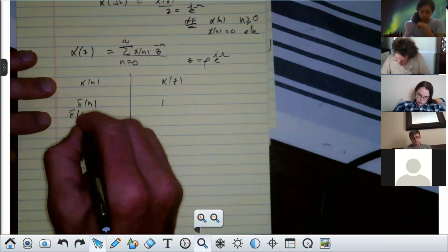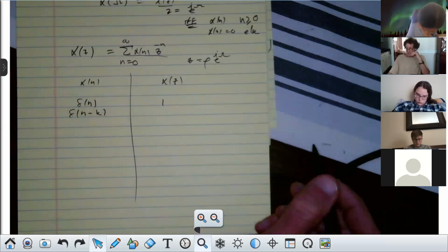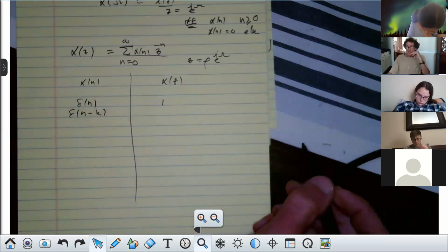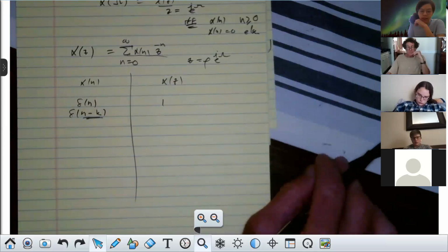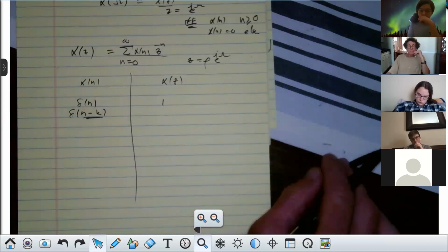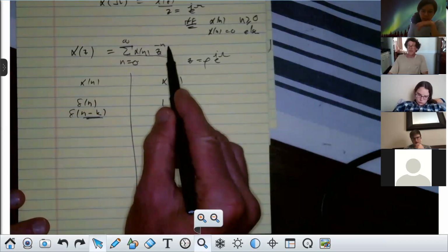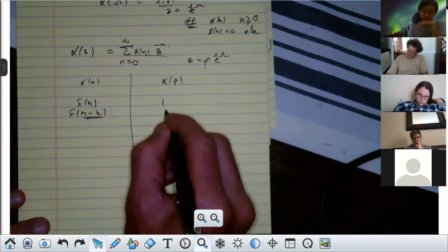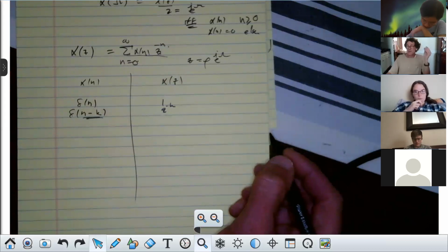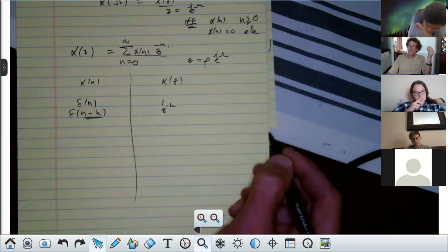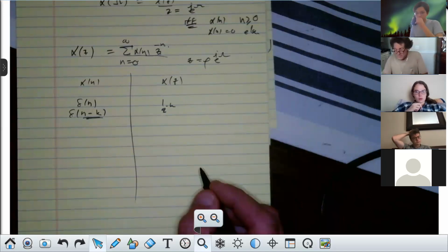All right, next I do this. What is delta of n minus, say, call it k, where k is an integer? Just look at the definition. Where does this turn on? At n equal k, right? So when n is equal to k here, you would have z to the minus k. That's it. You probably see in your head the similarities between that and the Laplace and the Fourier and the DTFT. Very similar, right? Next one after that.